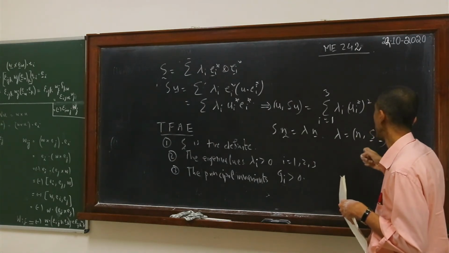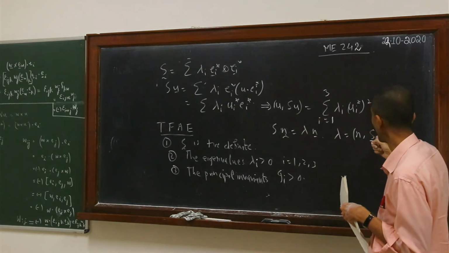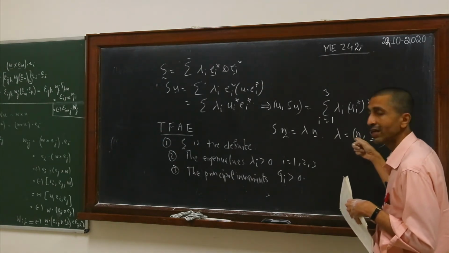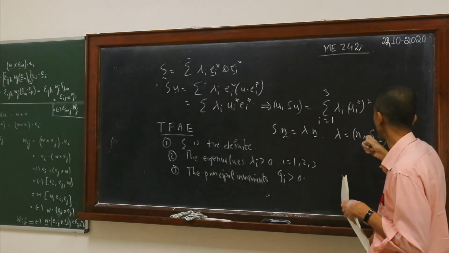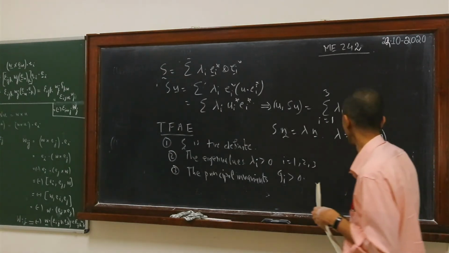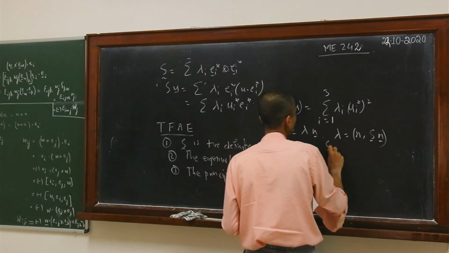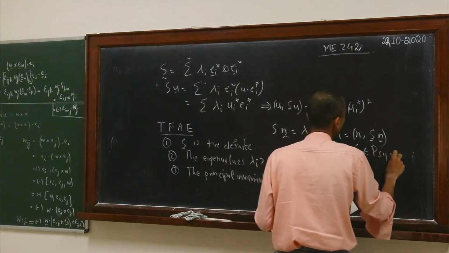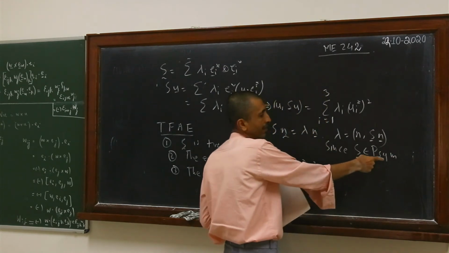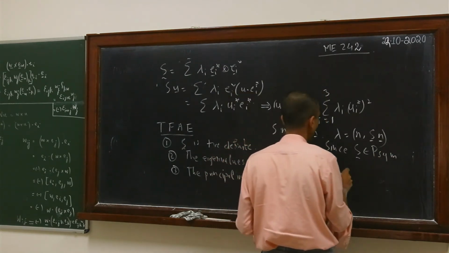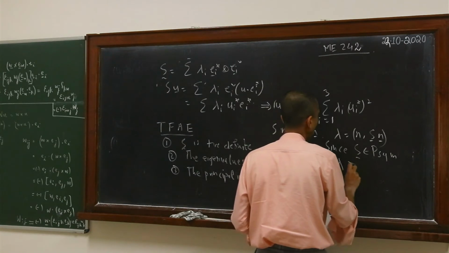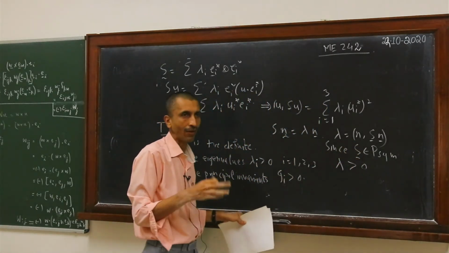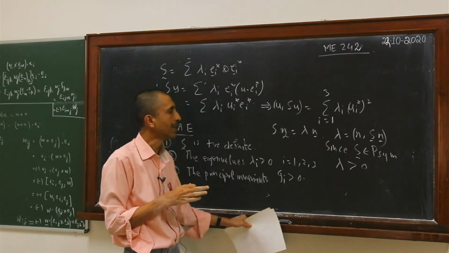By the definition of positive definiteness, n is a non-zero vector, hence (n, Sn) will be greater than 0 since S is positive definite. Here S belongs to Psym, the positive definite symmetric tensors; this is the notation that I will use. So λ will be greater than 0. Similarly, λ1, λ2, λ3, all of them will be greater than 0.